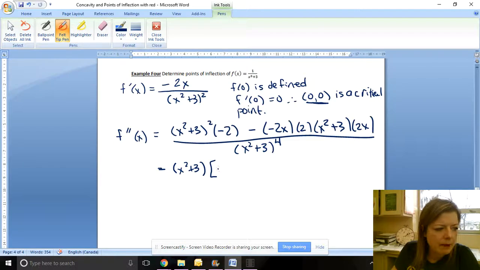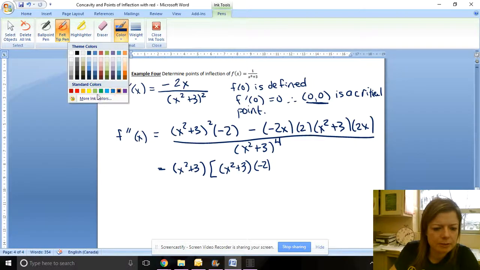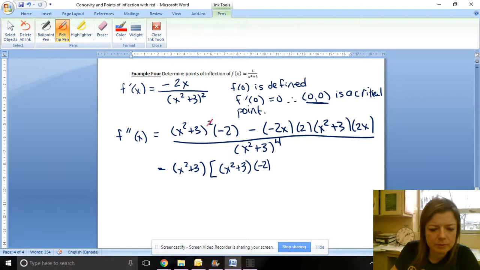So when you common factor out an x squared plus 3, you're left with x squared plus 3 from here, because there was 2 of them. So when you take out one of them, you still have 1 left, and the negative 2. And then from here, we already took out this squared, and we took this out. So what are we left with here?